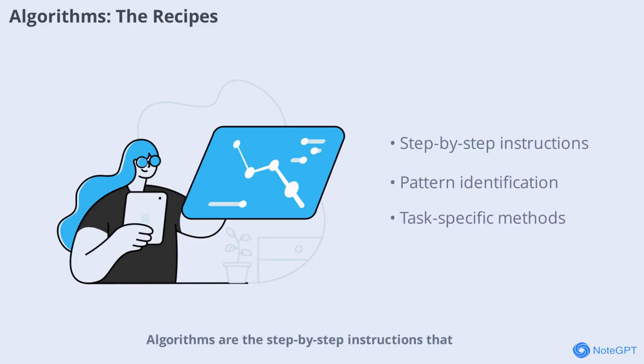Algorithms are the step-by-step instructions that tell AI how to learn from data. They process information, identify patterns, and adjust the model's behavior. Different algorithms are used for different tasks, from recognizing images to translating languages.